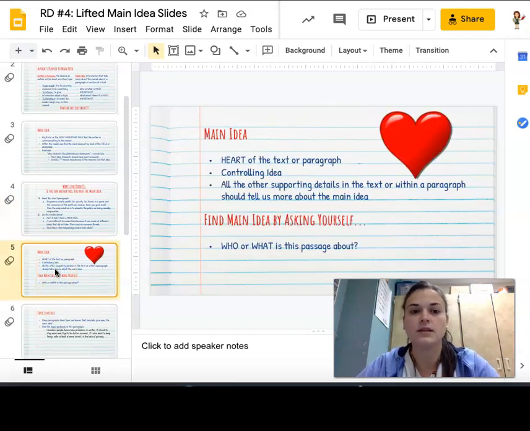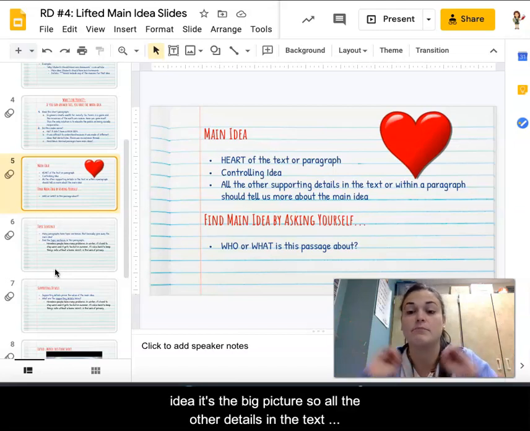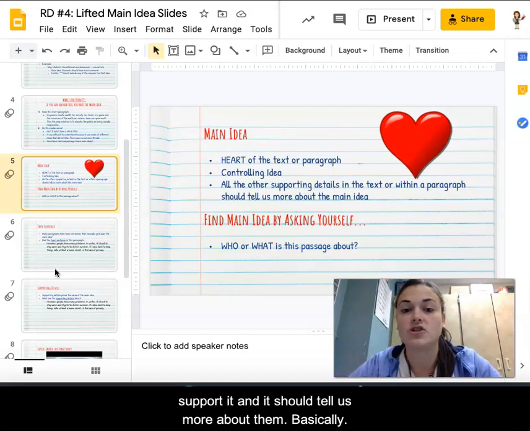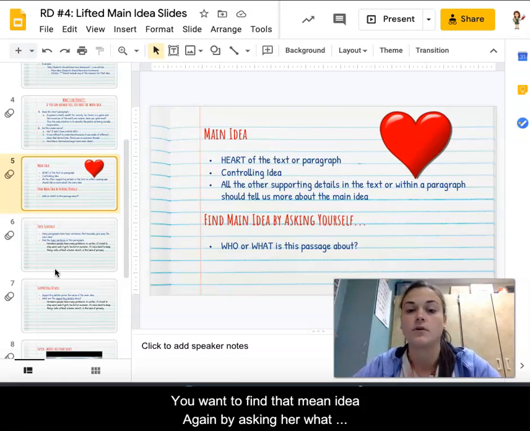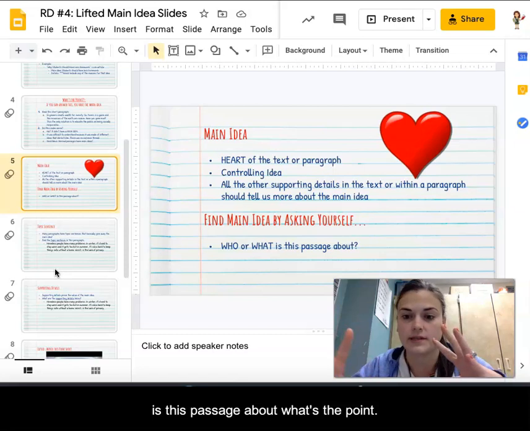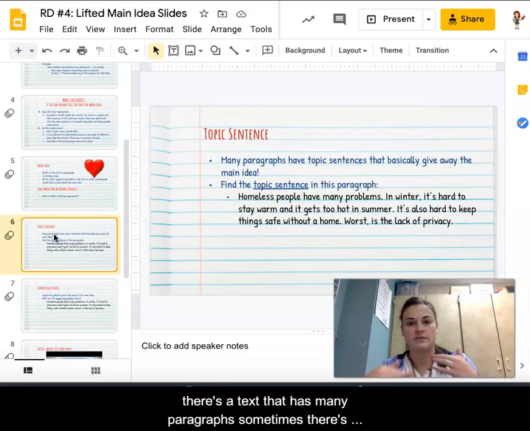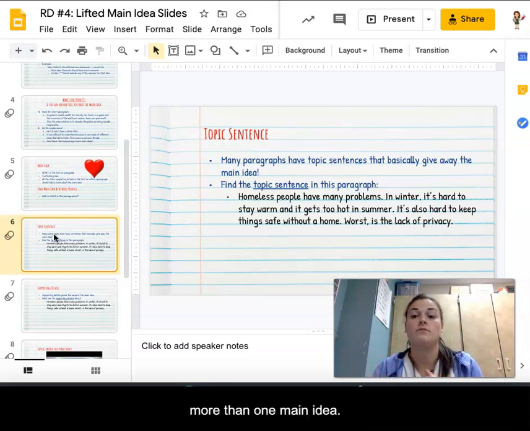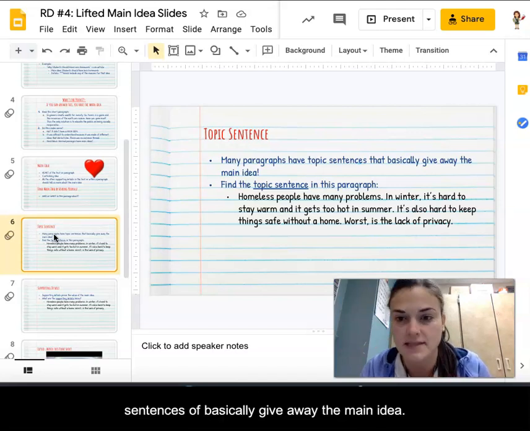Again, main idea is the heart of a text or paragraph. It's the controlling idea. It's the big picture. All the other details in a text support it, and they should tell us more about the main idea. You want to find that main idea by asking, who or what is this passage about? What's the point? The topic sentence is a huge clue. In a text with many paragraphs, sometimes there's more than one main idea within the overall text. Many paragraphs have topic sentences that basically give away the main idea.